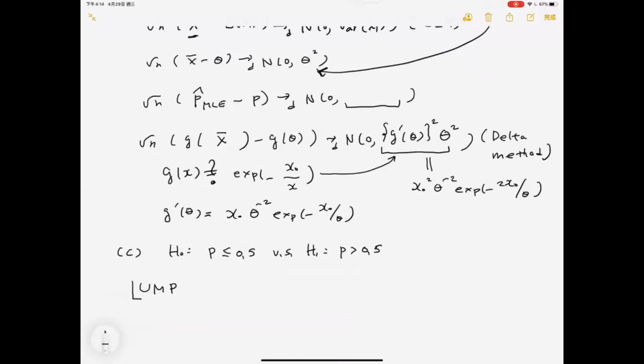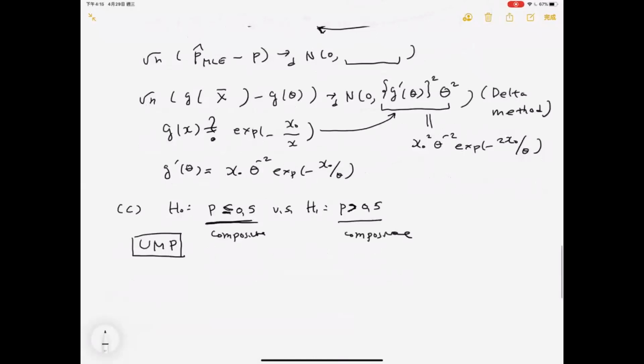Again, working on a UMP test is nothing but what? Pattern recognition. You look at what it looks like. This one is composite. This one is composite as well. And then one direction. If you see that, what theory are you going to use to find the UMP test? Karlin-Rubin theorem.